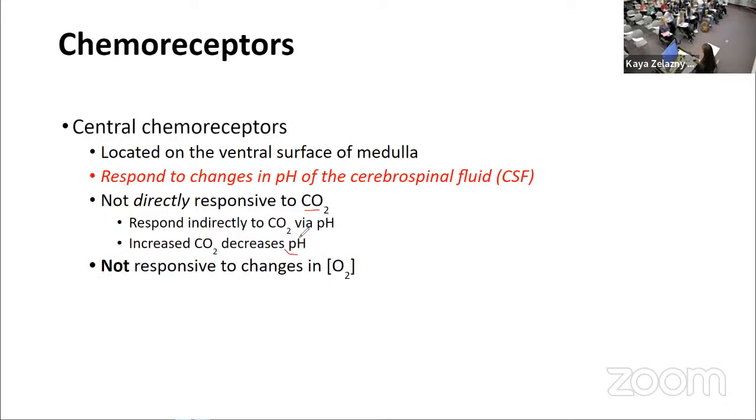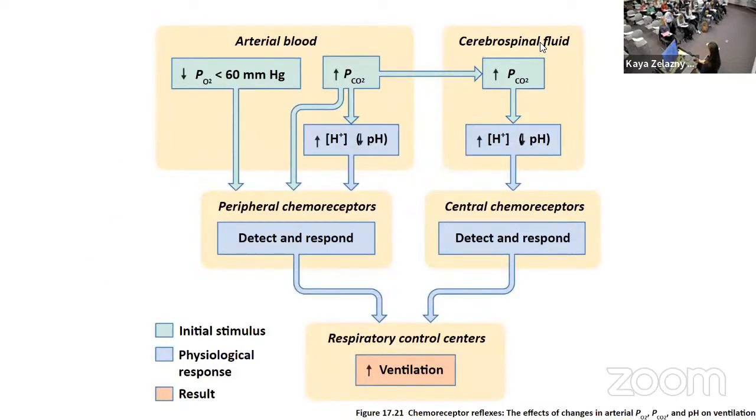They're responding to the changes in pH that are caused by changes to carbon dioxide. And that sentence that I just said is the level to which we want to understand this, right? So central chemoreceptors don't respond to oxygen. They do respond to changes in pH, which is an indirect measure of carbon dioxide. So that's it.